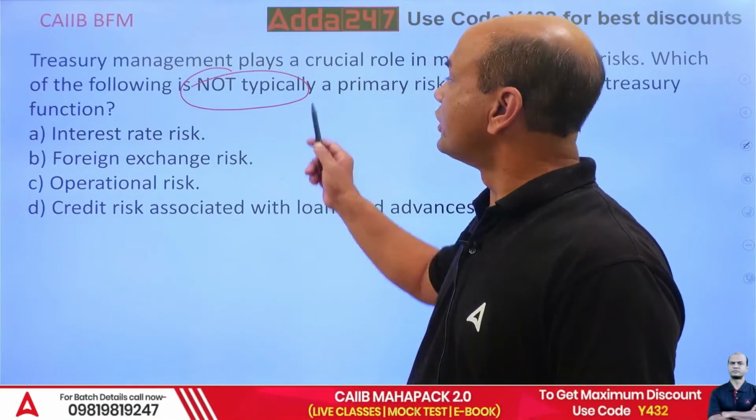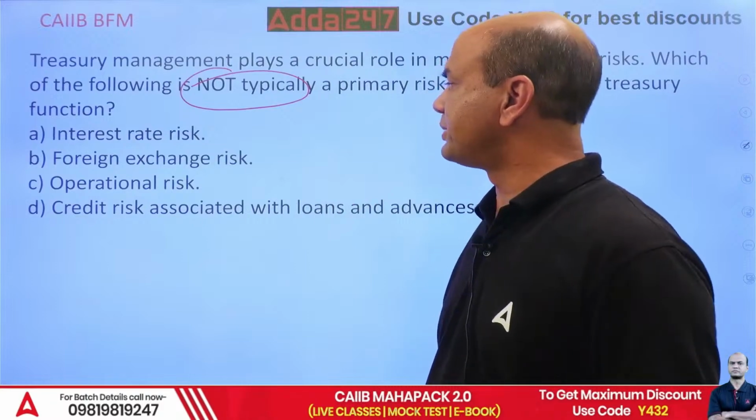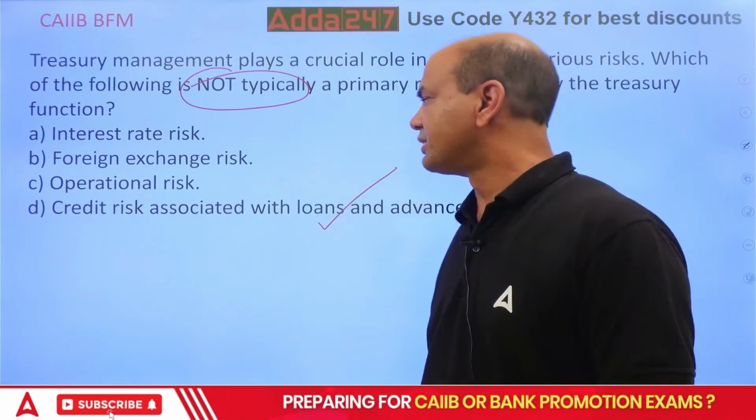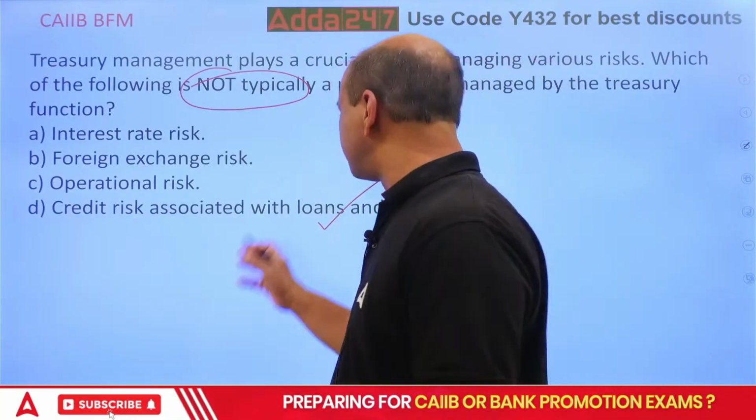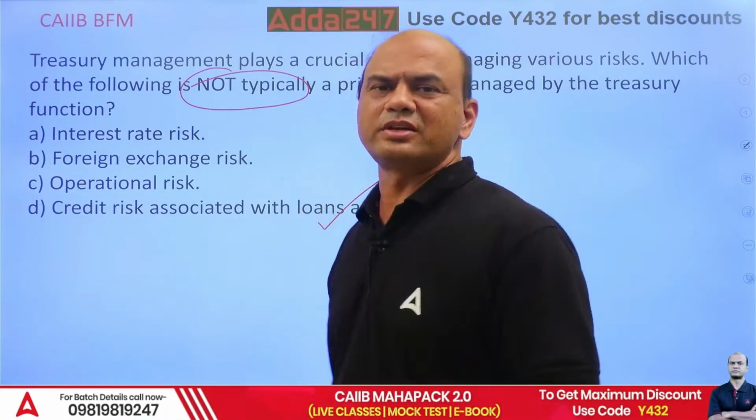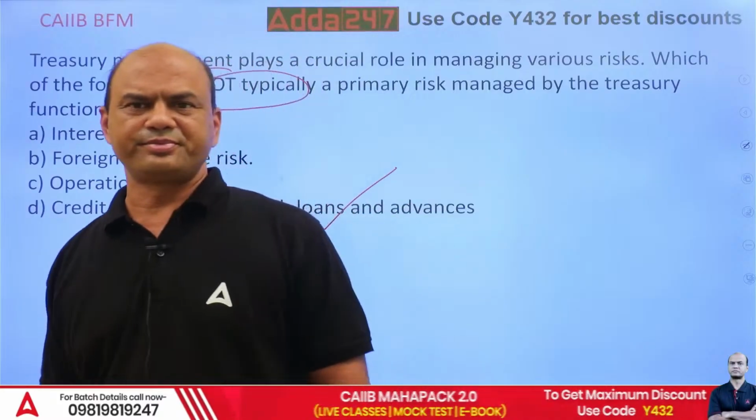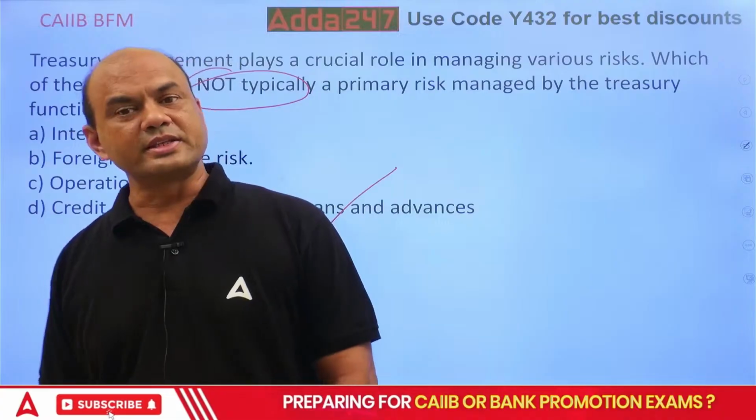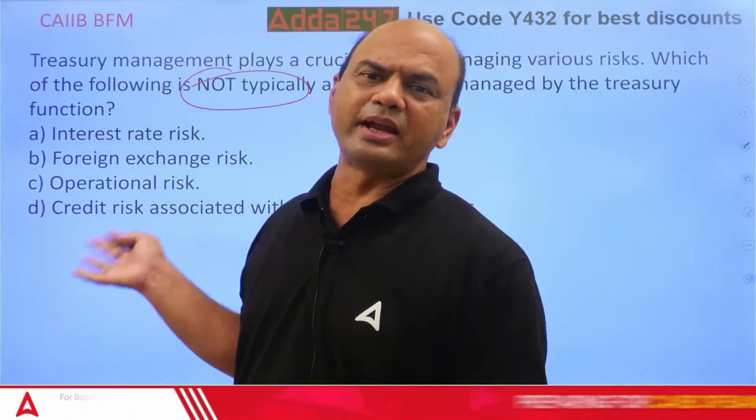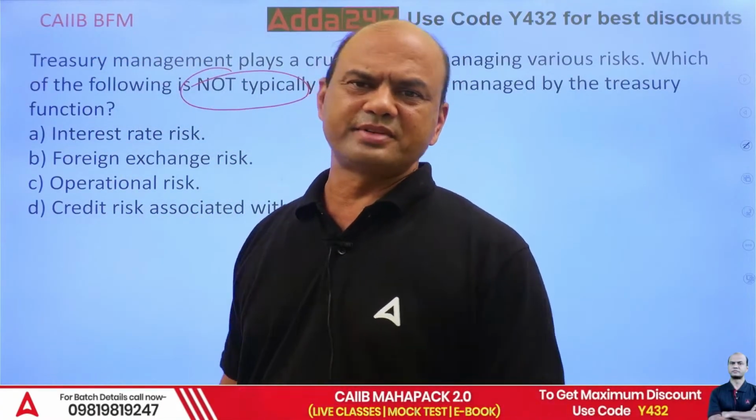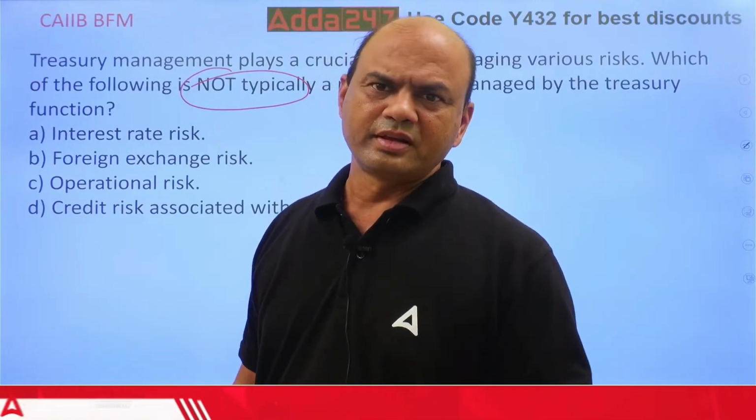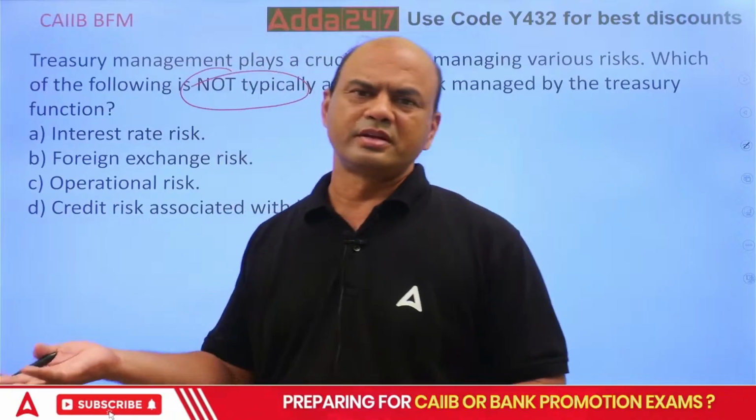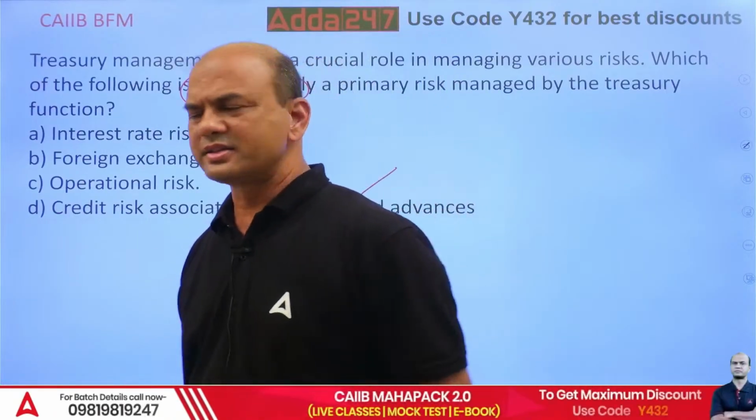So, not typically the risk managed by the treasury, this is the answer: credit risk associated with the loans. See, loans are not given by the treasury that much. Treasury will not give this loan. This will be handled by the other teams, right? Your credit team, your retail team, your trade finance, they will handle this, isn't it?